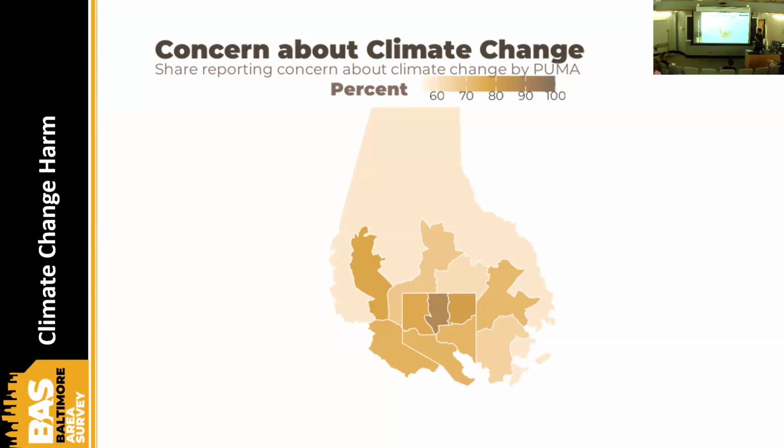So you can see right off the bat that Baltimore City is actually a lot more concerned than Baltimore County when it comes to climate harm. And this is pretty interesting just to me, but I hope it is to you as well. This North Central Baltimore is actually where Homewood is, and that is the most concerned PUMA of all about climate harm. So about 88% of residents in North Central Baltimore are concerned.